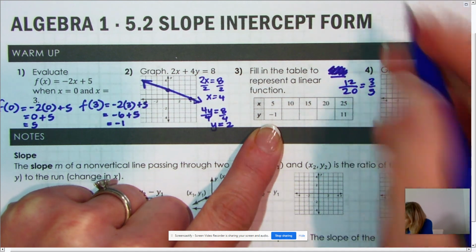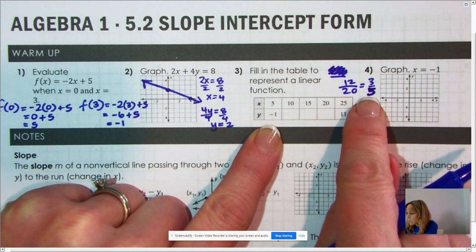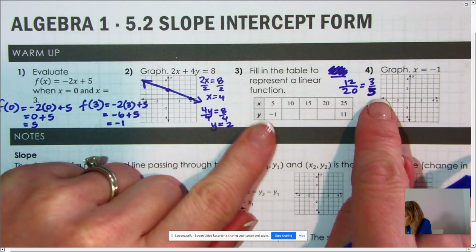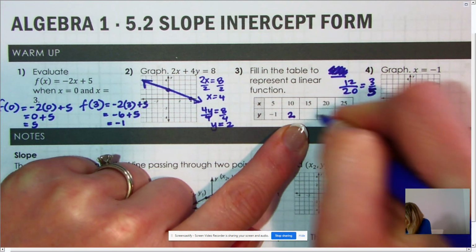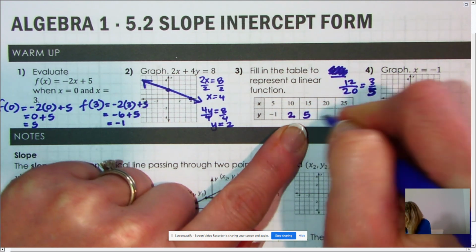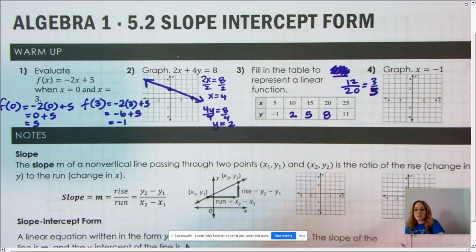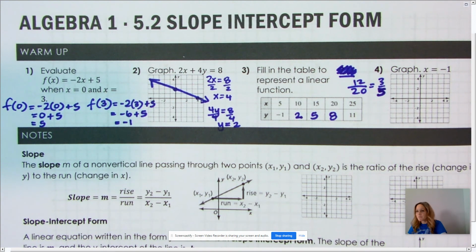Every time I go over by 5 in the x direction, I go up by 3 in the y direction. So I'm going to go up by 3, which would be 2, up by 3, which would be 5, up by 3, which would be 8, and then up by 3, which would be 11. So that's the pattern on that one.